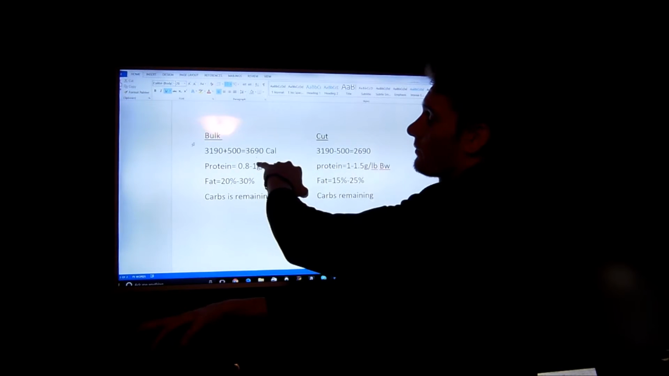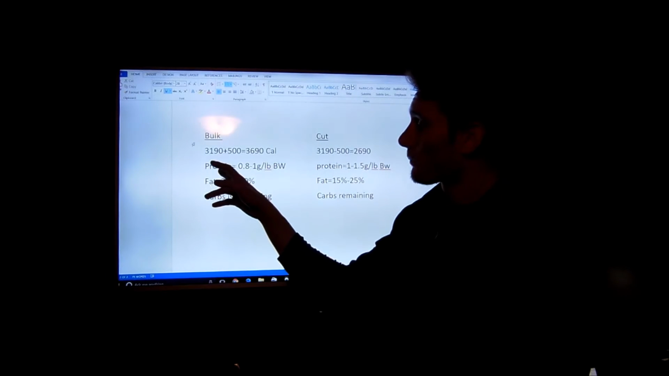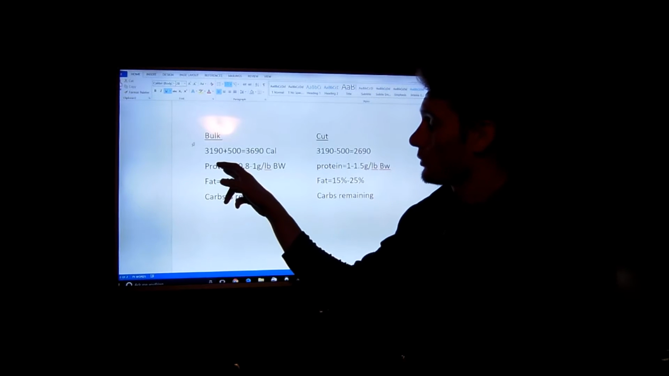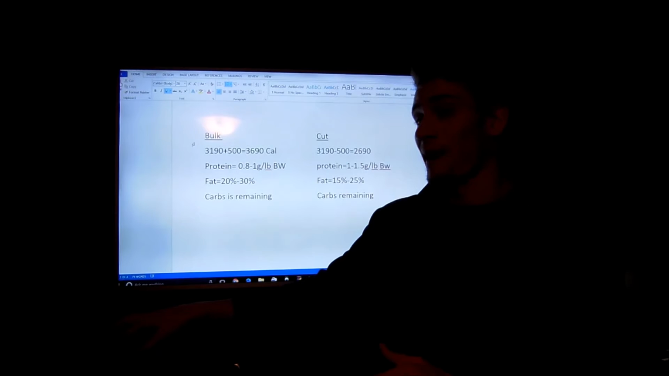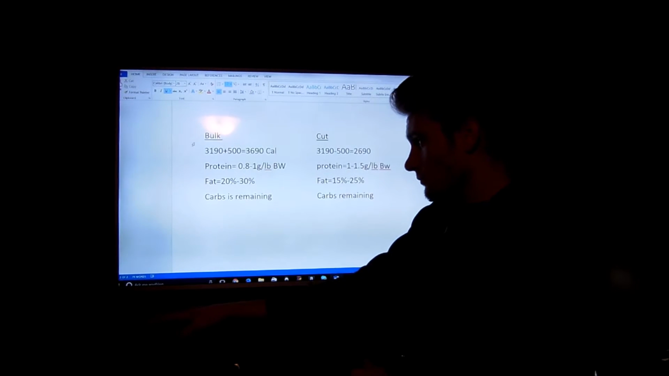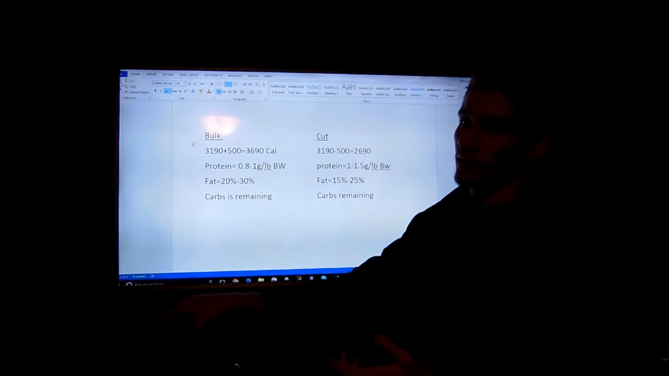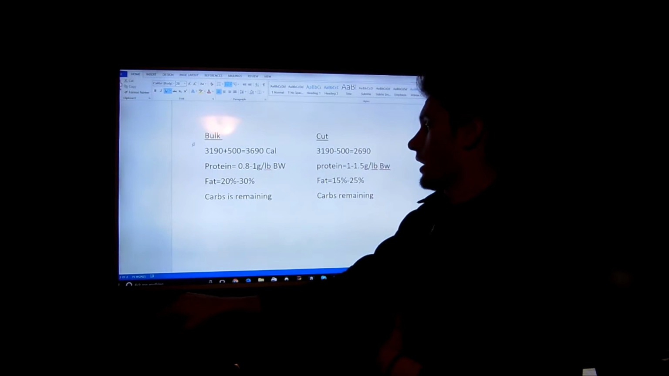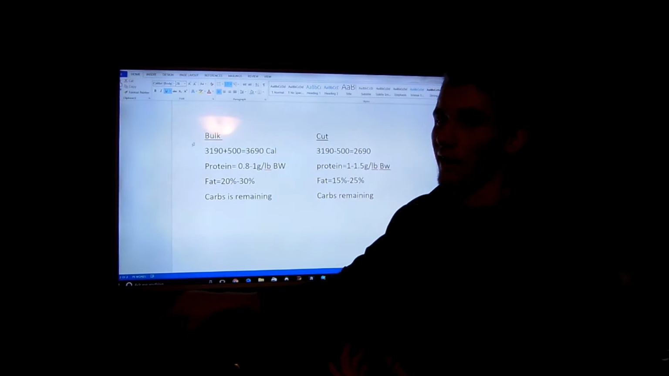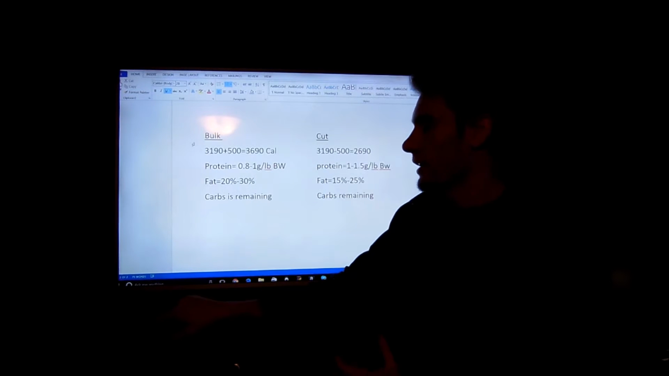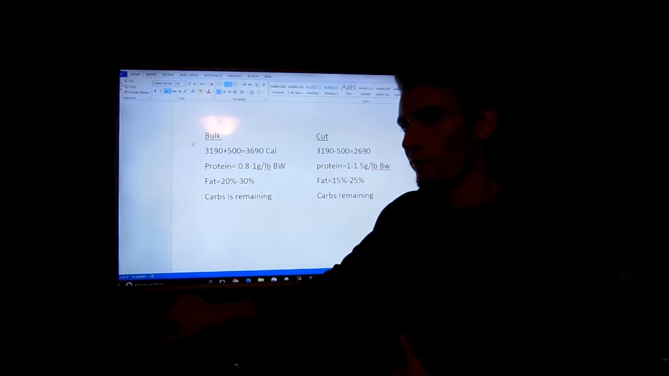So for me, I'm going to do 3,690 calories, and for the breakdown of my proteins, fat, and carbs, I'm going to do protein between 0.8 and 1 gram of protein per pound of body weight. So if I was 200 pounds, I'm going to be doing a max of 200 grams of protein. And honestly, you can go a little bit over on that, because right now I'm doing 250 for my cut, or 260 actually.